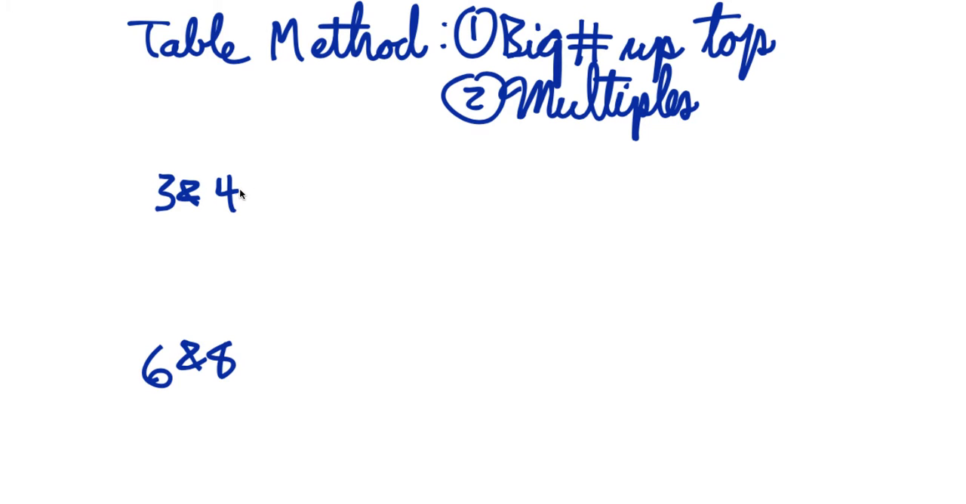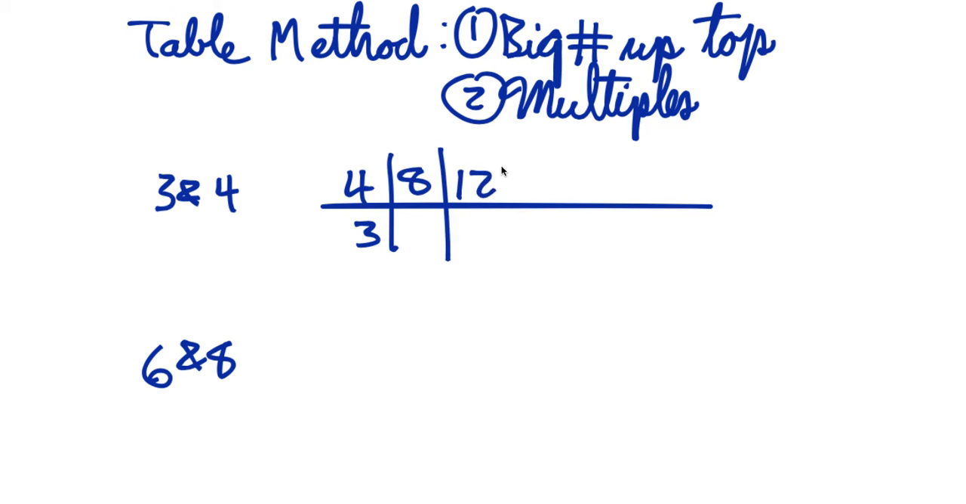3 and 4. What are we going to do? Put the big number up top. Bigger number, 4 is the bigger number. 3 is going to go below. We're basically just making a table of multiples here. So, I just go 4. I just keep adding 4 basically. So like 4 plus 4 is 8, plus 4 is 12, plus 4 is 16. Probably that's as far as I need to go.